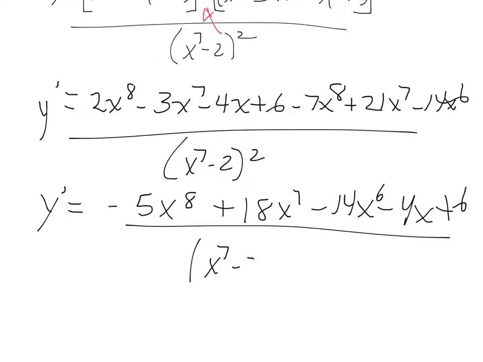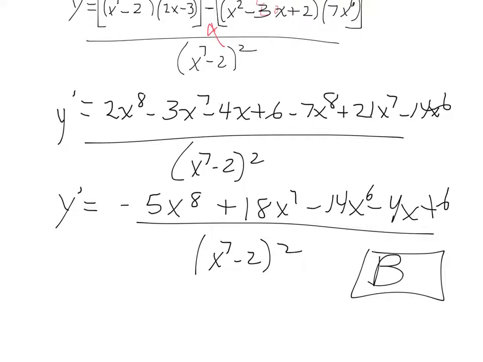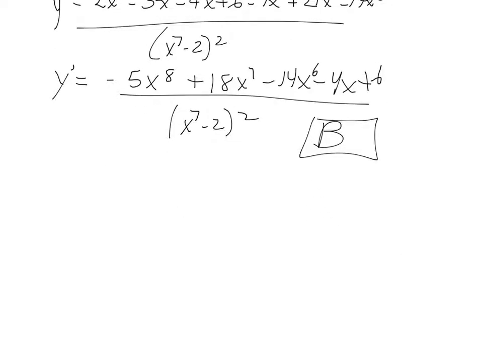X to the 7th minus 2. This would be like, probably about this level is what I would put on the quiz. However, number 19, and we won't do it today, I would like you to be able to do this without multiplying it out, okay?